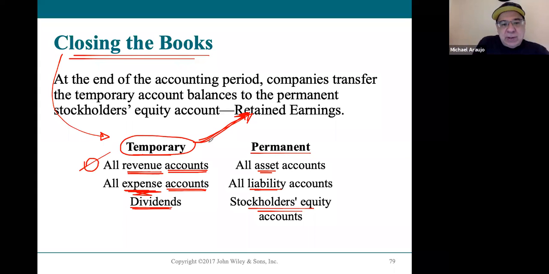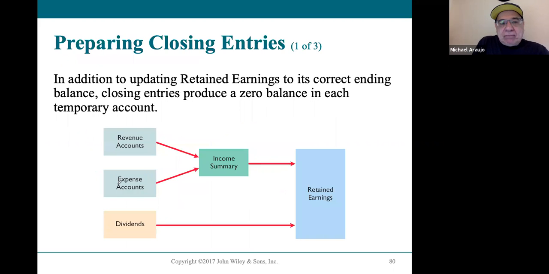So you have to think of it this way. Those are the temporary accounts. So they have to be zeroed out at the end every year. There is a process. It's actually a 4-step process in preparing what we call a closing entry.